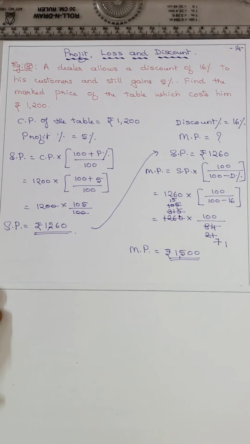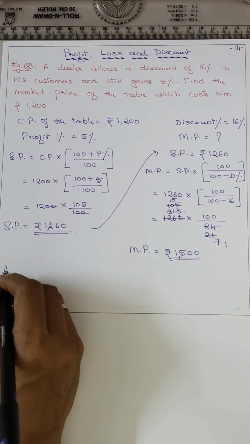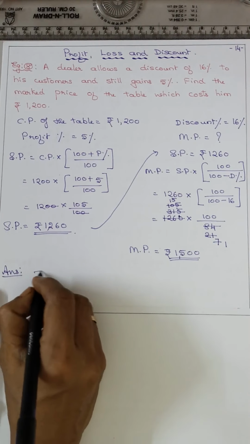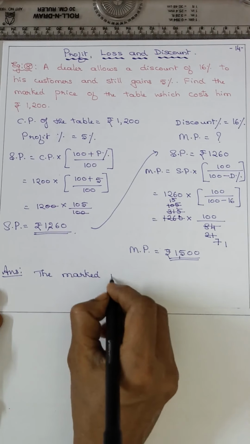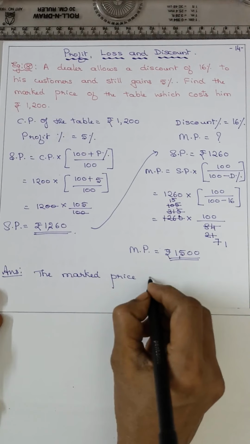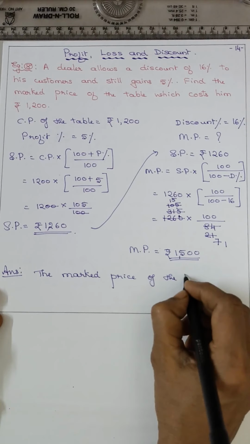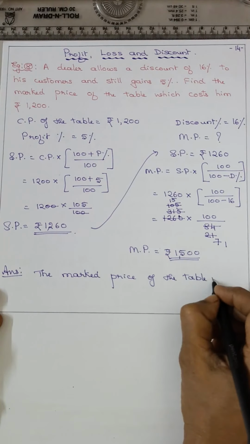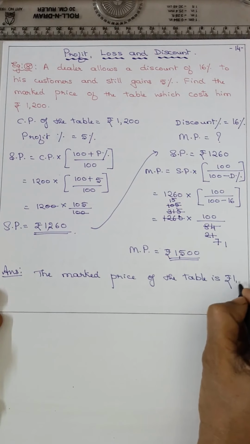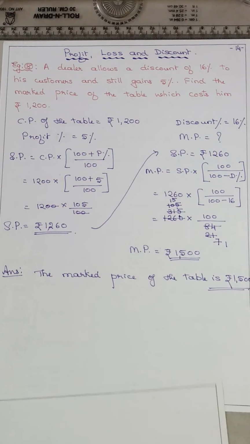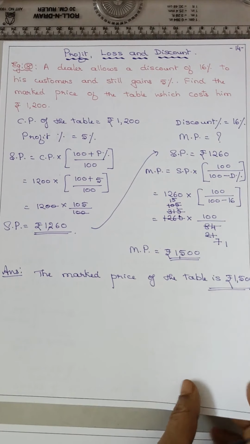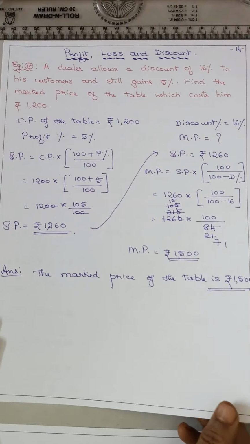Hope it is easy now, isn't it? You are understanding. So the answer: the mark price of the table is rupees 1500. Hope you are finding it easy.